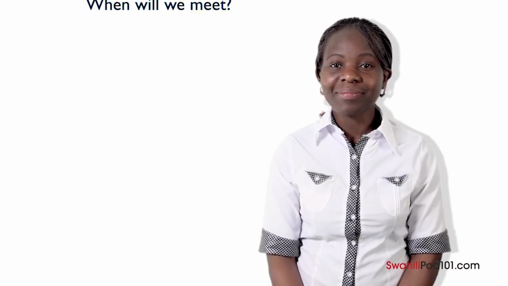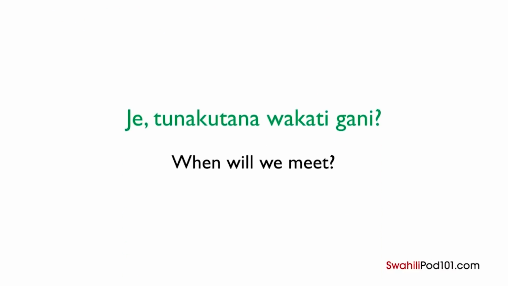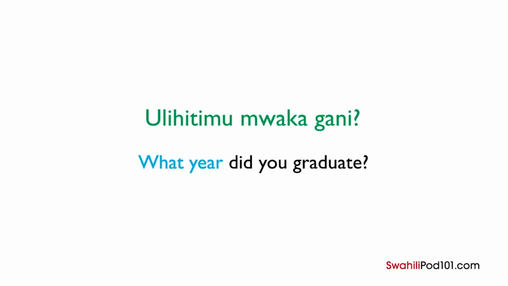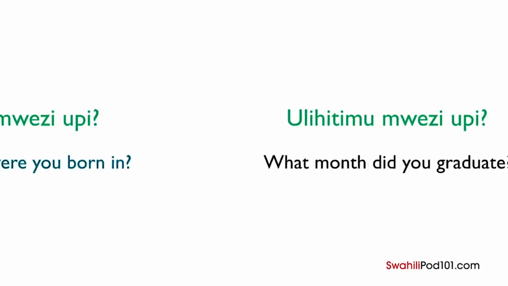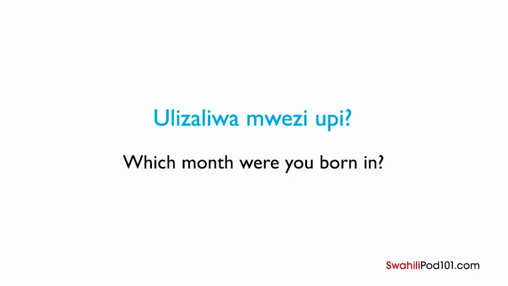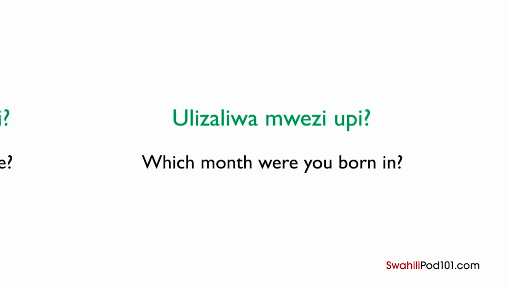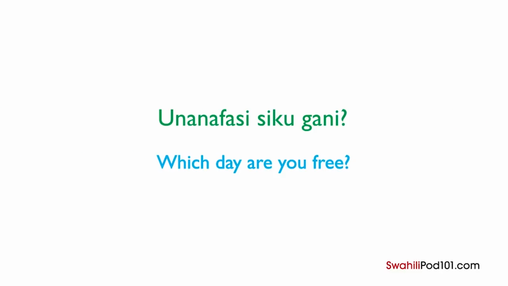When will we meet? If you want to be specific about the year, month, or weekday, the question is a little different. What year will be mwaka gani? For example, the question, what year did you graduate? In Swahili will be ulihitimu mwaka gani? Or if you want to know about the month, it will be ulihitimu mwezi upi? Like in the sentence, which month were you born in? Ulizaliwa mwezi upi? If you want to ask a friend on which day she's free, you'll use the expression, una nafasi siku gani?